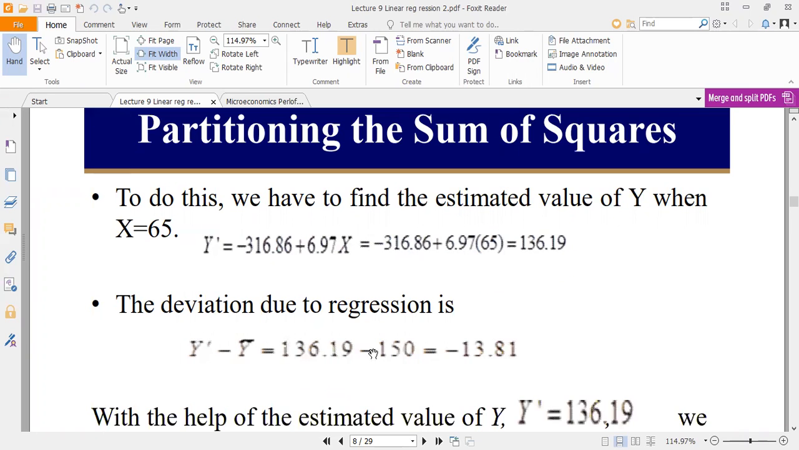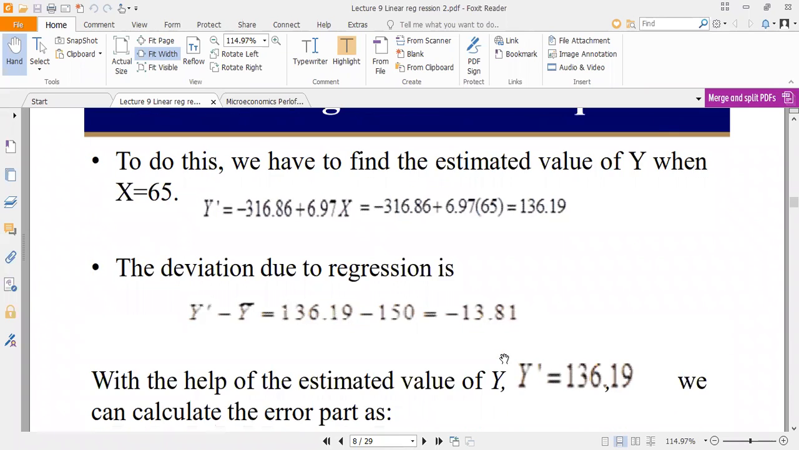Okay, so we are getting minus 13.81. Out of the minus 30, minus 13.81 is coming from the linear side, or the regression side. Then let's look at the one from the error part.